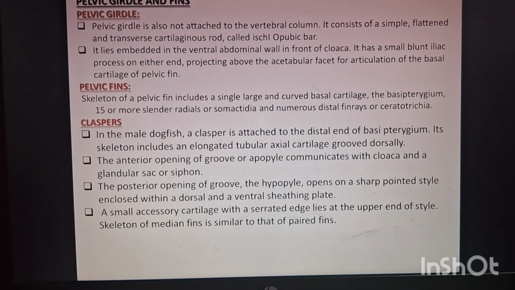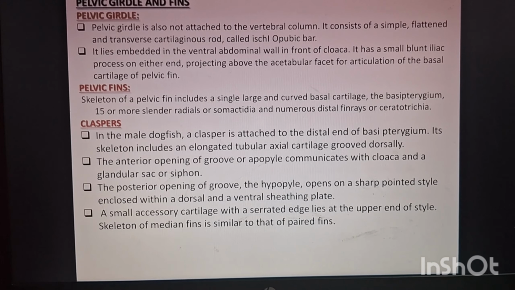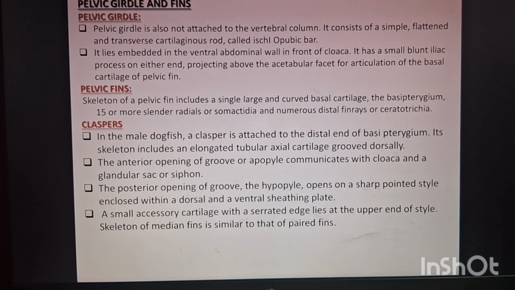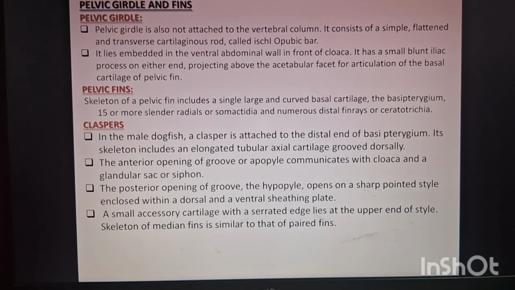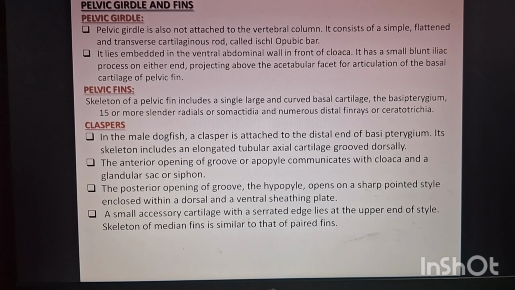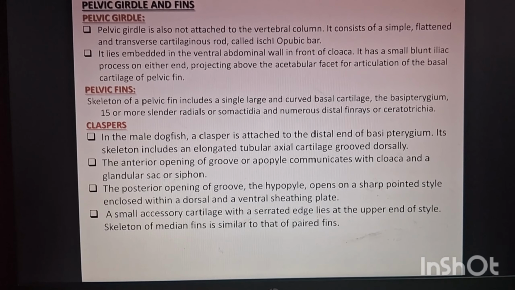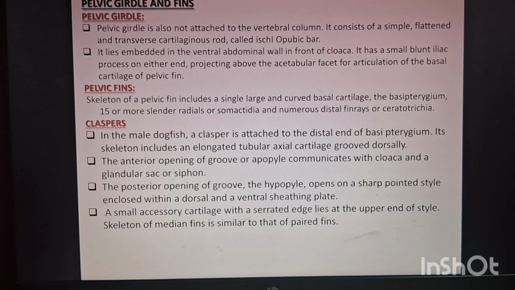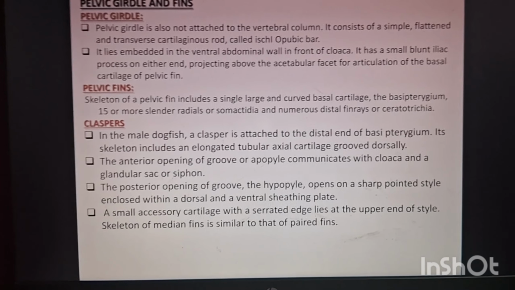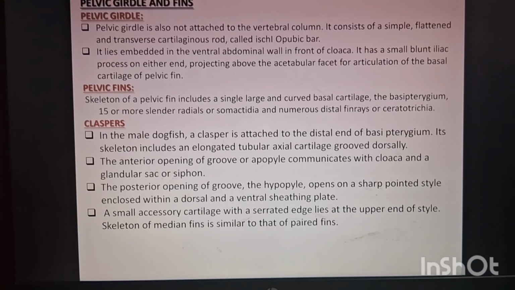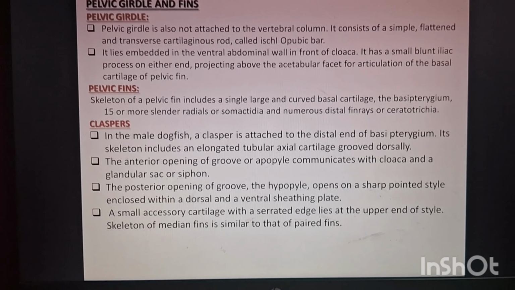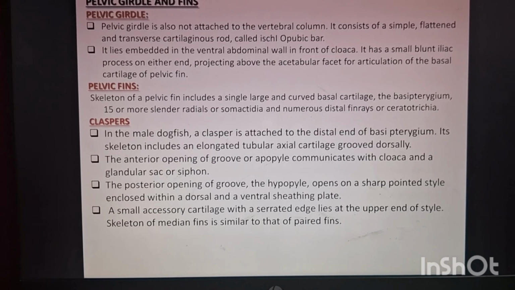Its skeleton includes an elongated tubular axial cartilage grooved dorsally. The anterior opening of the groove, or apopyle, communicates with the cloaca and a glandular sac or siphon. The posterior opening of the groove, the hypopyle, opens on a sharp pointed style, which is enclosed within a dorsal and ventral sheathing plate. And a small accessory cartilage with a serrated edge lies at the upper end of the style, and the skeleton of median fins is similar to that of paired fins.